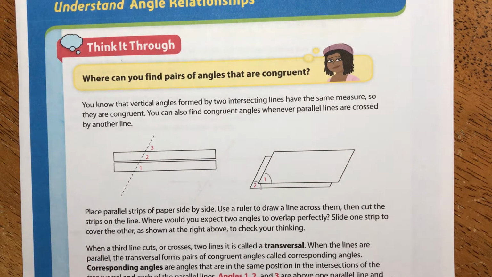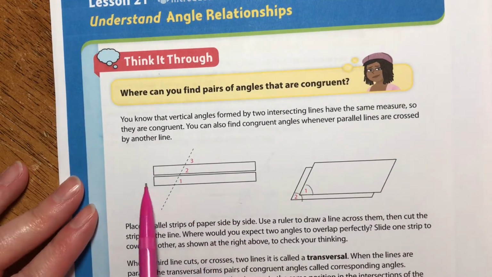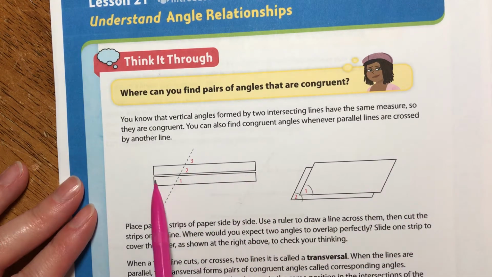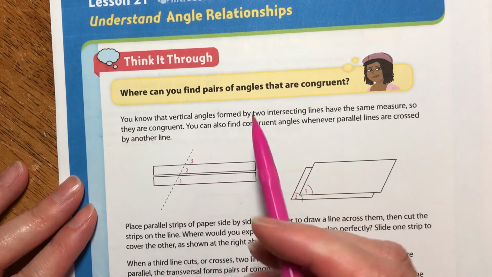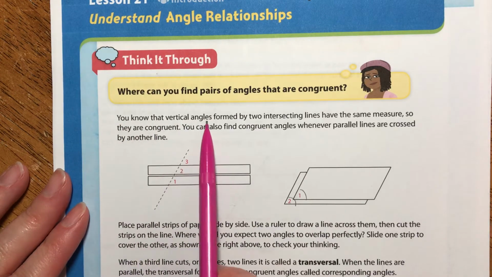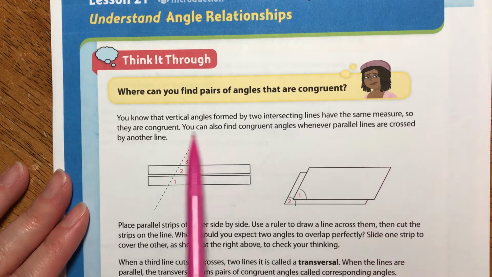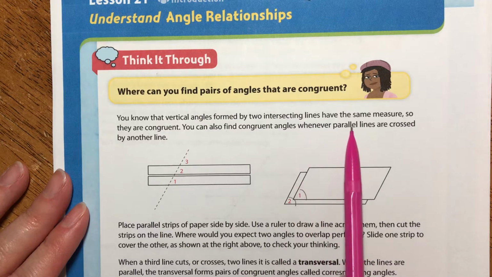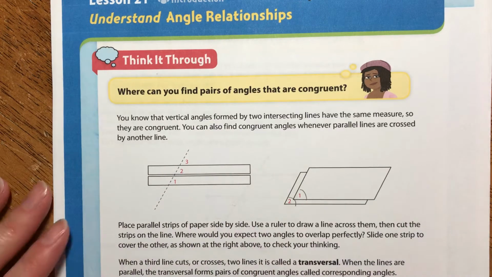That's important to know. The example they have here, they have these two strips of paper, and these lines are parallel. These sets of lines are parallel, and then they come across with this dashed line and they cut it. So let's go back and read what they're saying here. You know that vertical angles form by two intersecting lines that have the same measure so that they are congruent. You can also find congruent angles whenever parallel lines are crossed by another line. Okay, so that's what's happened here.